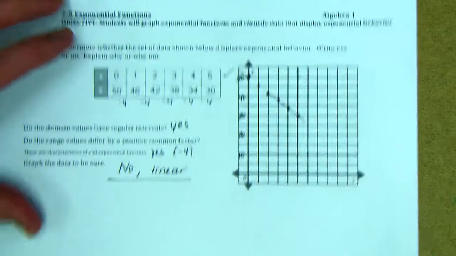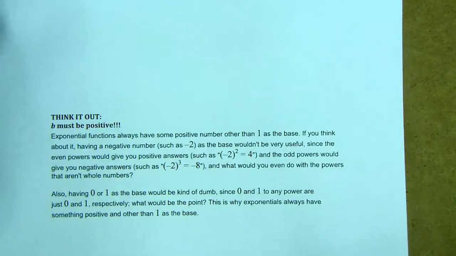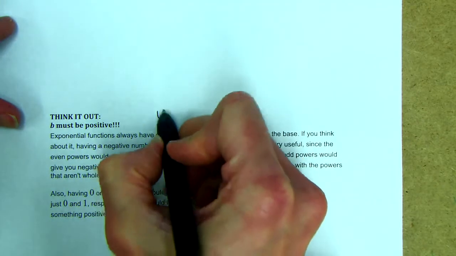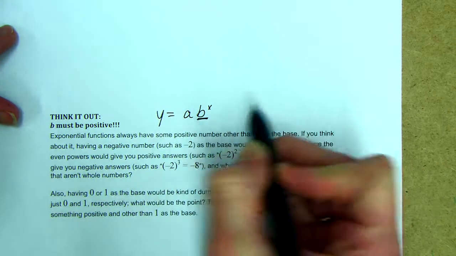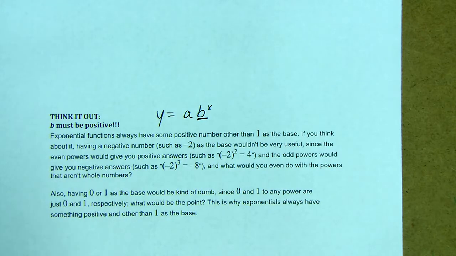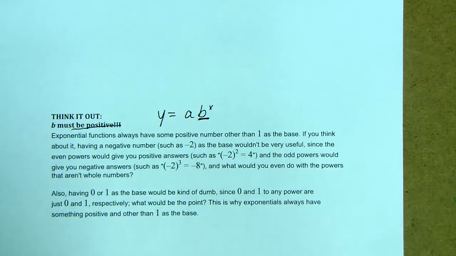Okay, just one more thing I want you to think about in terms of our equation, y equals a b to the x. That b, the number we're raising to a power, it's got to be positive. It can't be negative. We talked about this on Friday, but I'm just reiterating it. It's not going to give you an exponential function if it's not. Okay, and you can read through that and we can talk about it more later.